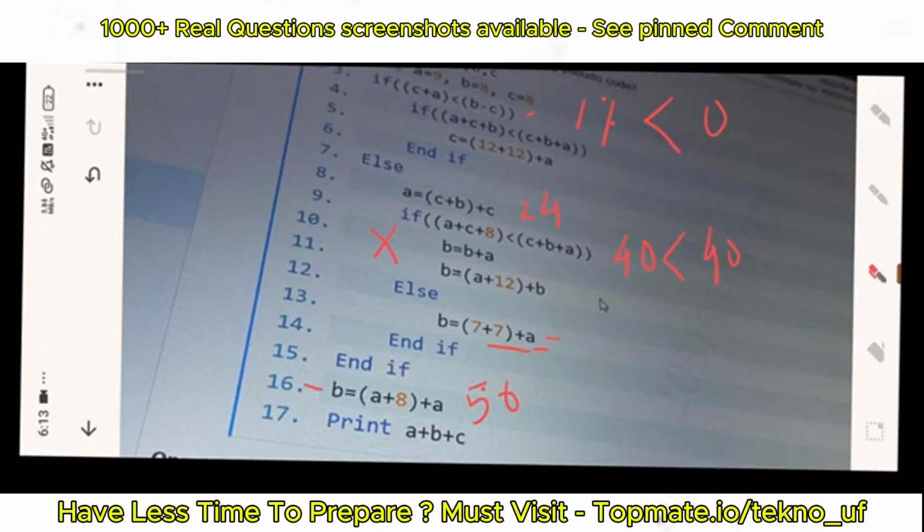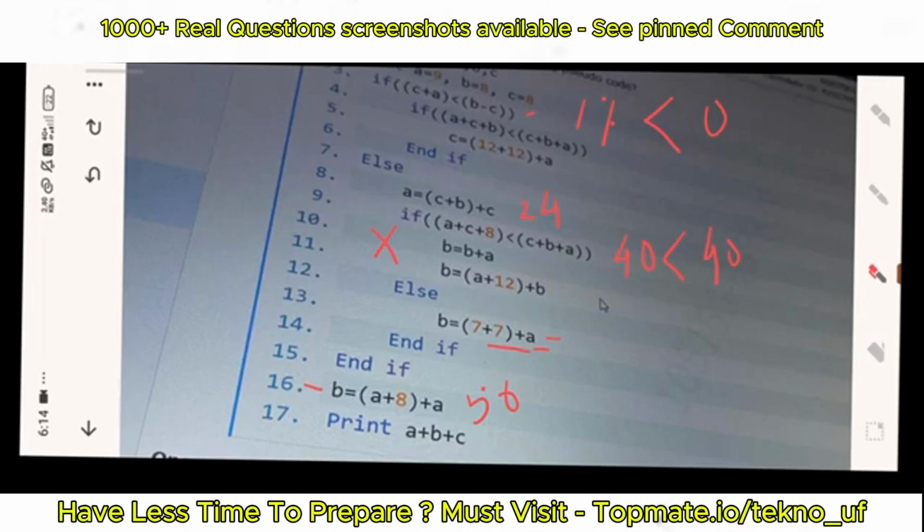So what would be the value of a plus b plus c? So value of a was 24 plus b was 56 plus a again 24. Okay, so 24 plus 24 becomes what? Sorry. So now print the value of a plus b plus c.